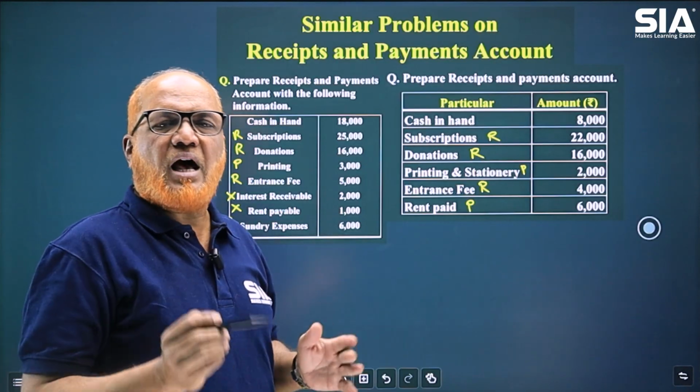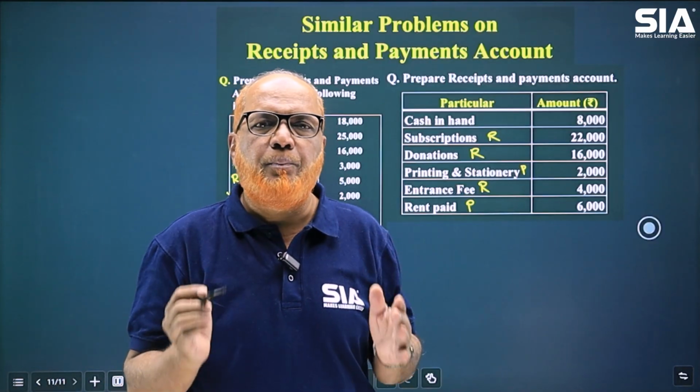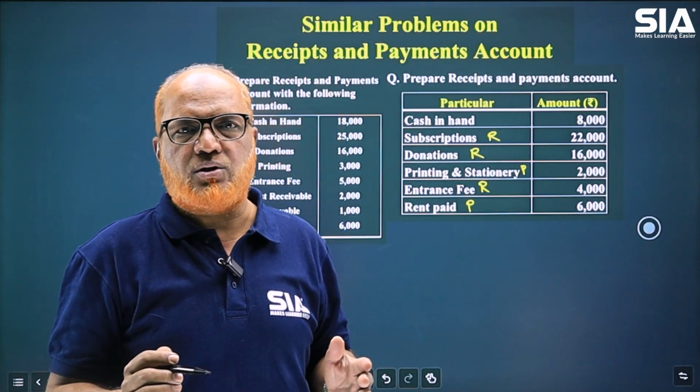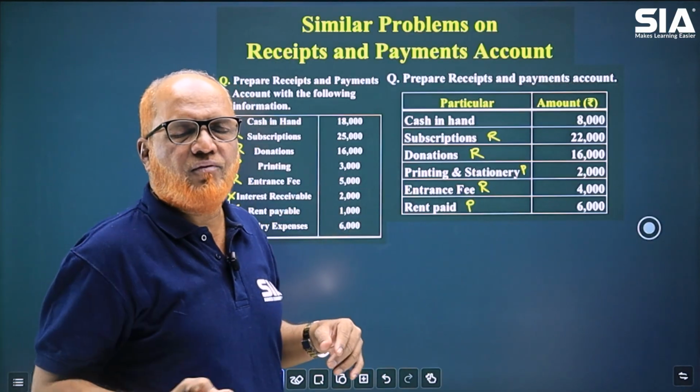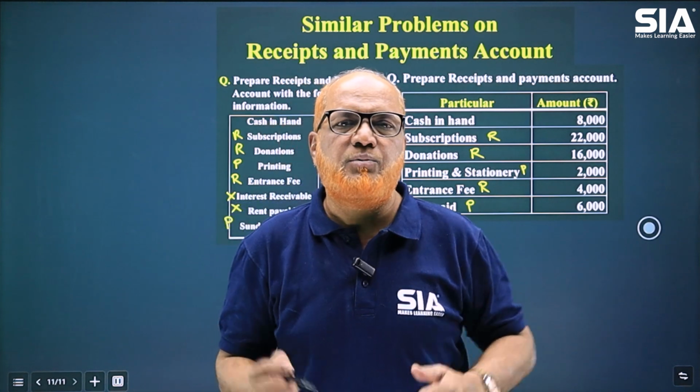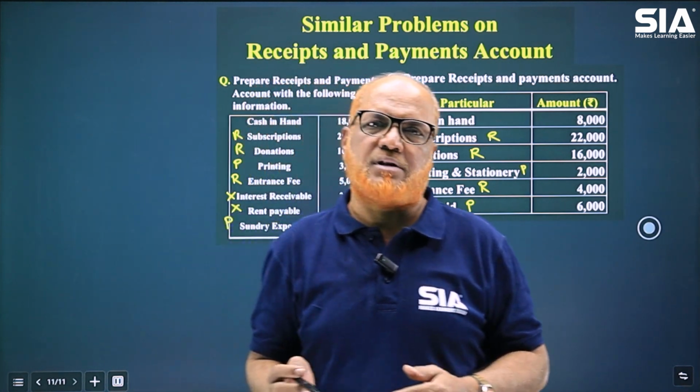So in this class, I have explained how to prepare the receipts and payments account. The first 2 problems I have solved, and the remaining 2 problems I have given you for practice. Hope you understand the concept. You know how to make the receipts and payments account.